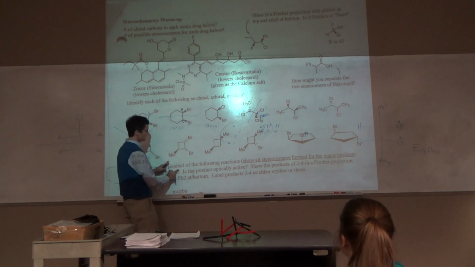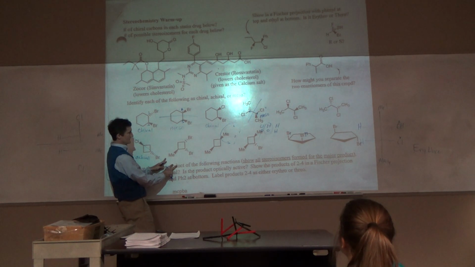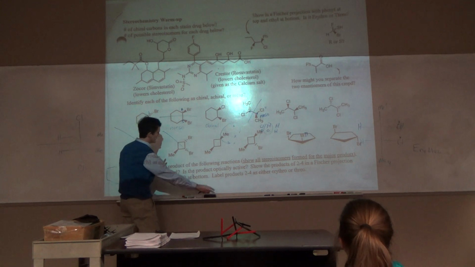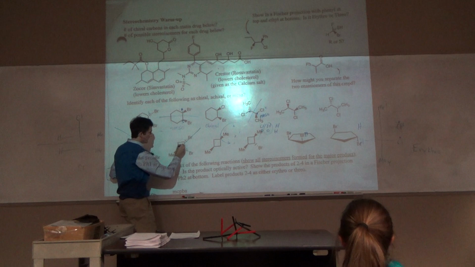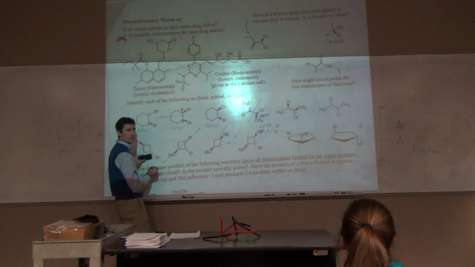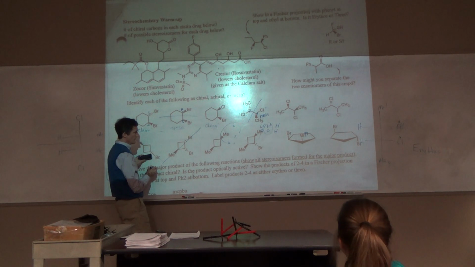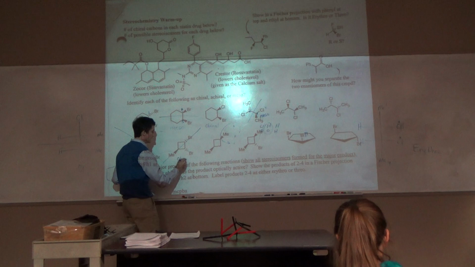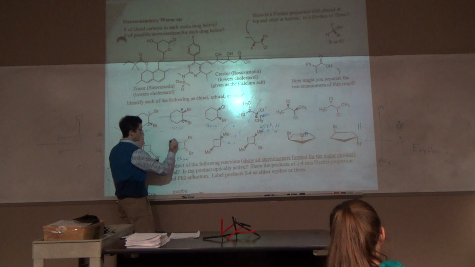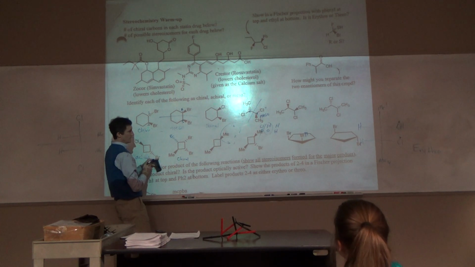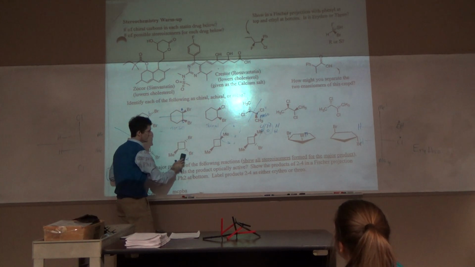How about this guy? Obviously that's not a plane of symmetry, right? How about right through here? You can cut through atoms. Is that a plane of symmetry? No. I don't see a plane of symmetry. This compound is chiral, and you should be able to draw an enantiomer of that. Now if you had a bromine here, this is a plane of symmetry. We don't have that. It's chiral.